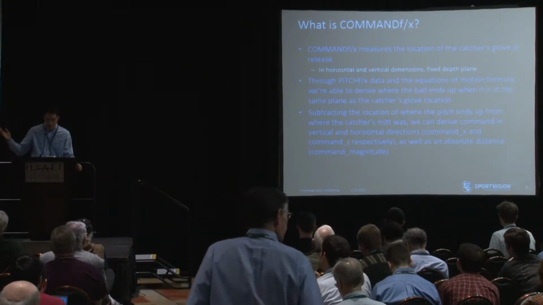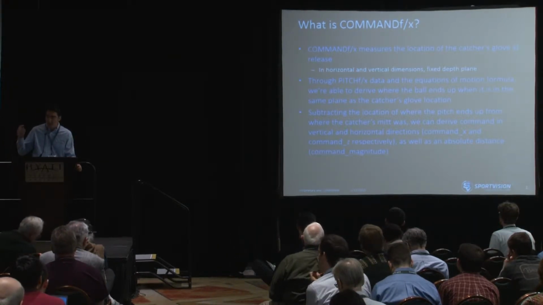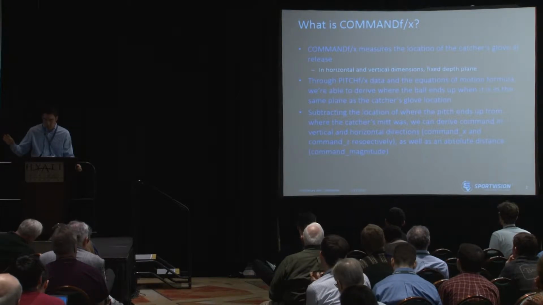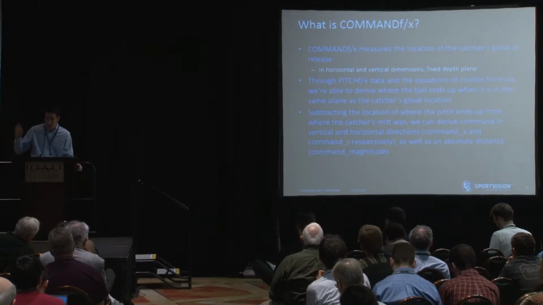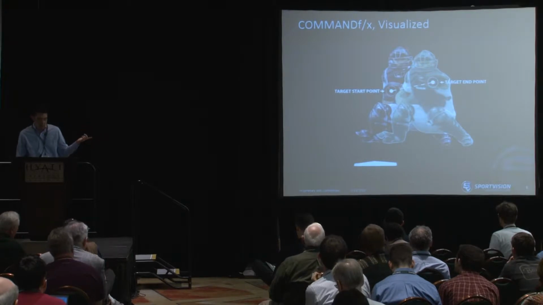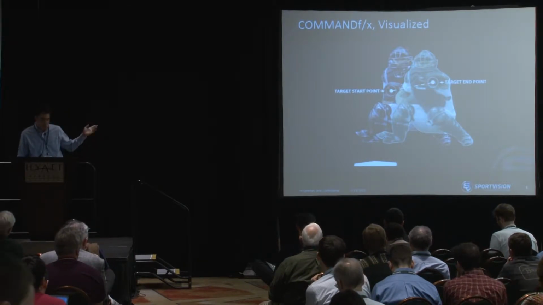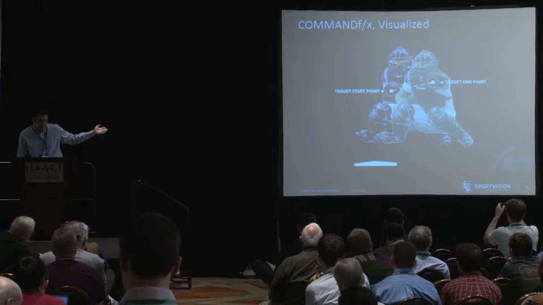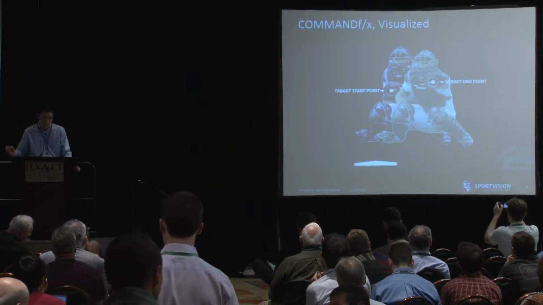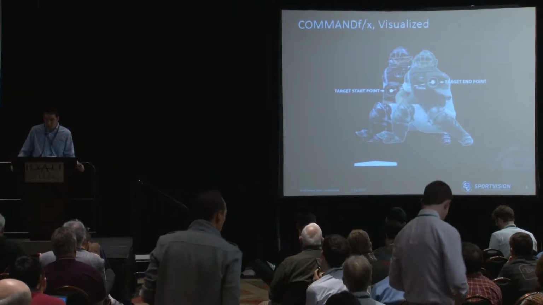For this presentation, we'll refer to Command X as measuring command in the horizontal direction, Command Z as measuring command in the vertical direction, and Command Magnitude as just the absolute distance from where the glove was set up and where the ball ended up being. Quickly, this is a visualization to help you understand what Command Effects is. You can see we measure the catcher's glove at that target start point, and then we know where the ball ends up in the target endpoint. So with those two numbers, we can derive command.